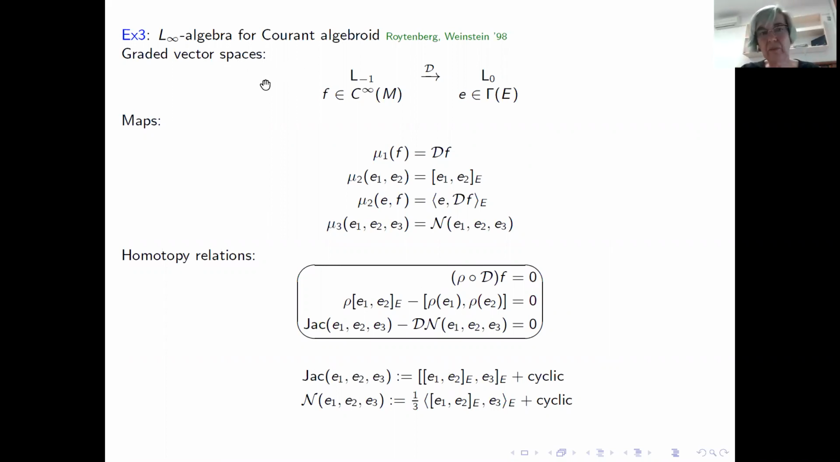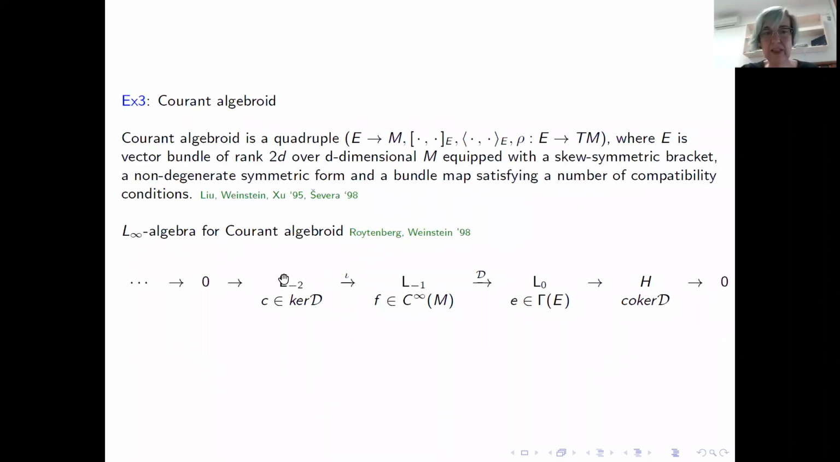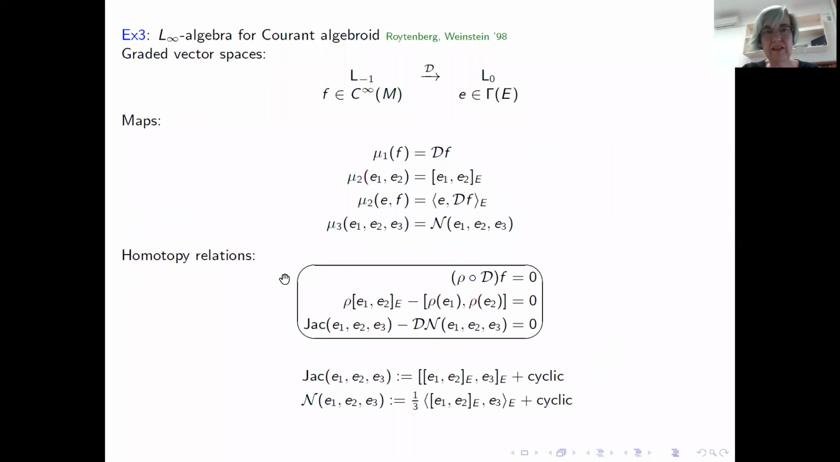They actually had one more space here, this space of constants, but since it's not involved in any homotopy relation, I'm not writing it. So basically you have two spaces of functions on the manifold, and you have this vector space of the sections of the bundle. And they show that if you define the maps given here, these are all the maps.